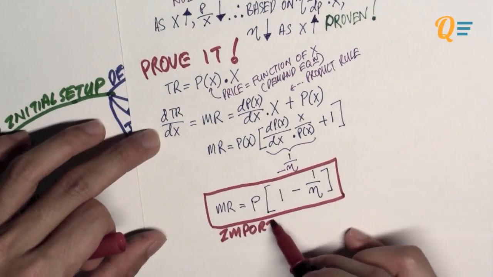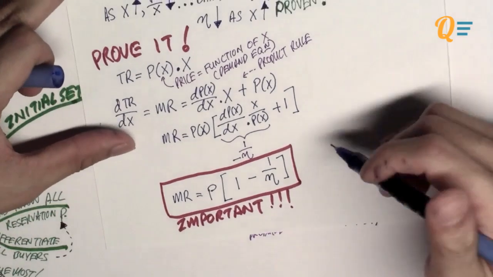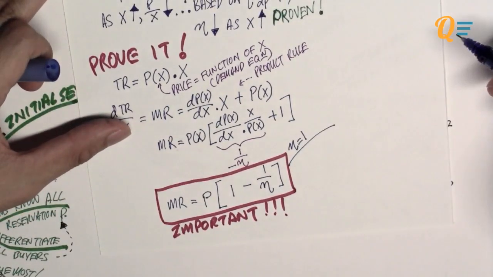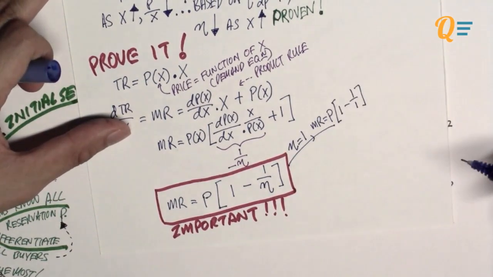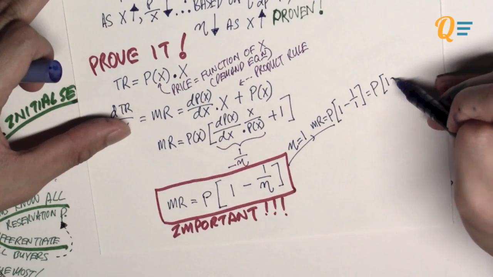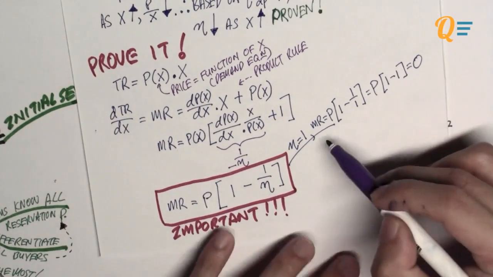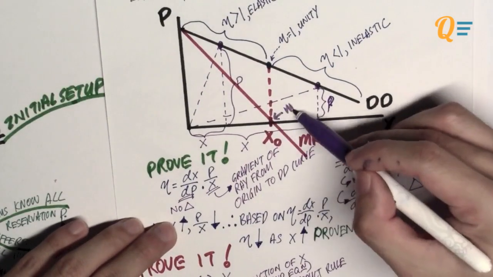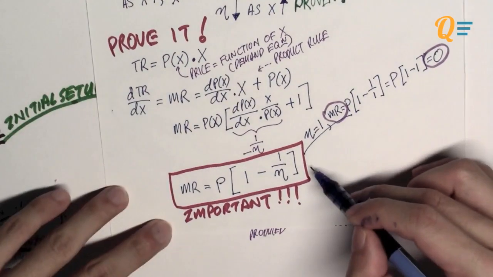Now this is a very important equation for you to learn. We're actually going to be using it in the next few videos as well. So if the price elasticity of demand is 1, then the marginal revenue can be calculated as follows. 1 minus 1 over 1 is obviously going to be 0, right? So marginal revenue is 0. There you have it. I've proven it. This is the point where marginal revenue equals 0, when the price elasticity of demand is unity.